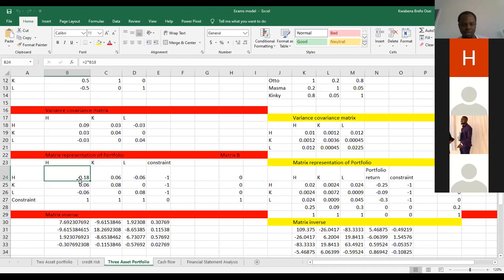Right, so that's what I'm doing now. So 2 times the variance covariance. You can see 2 times this is giving 0.18, 2 times this giving 0.06, 2 times this giving 0.03, right? So that's what I've done for everything here. Then I'm just adding the constraint, -1, 1, 1. It's okay. So until I think the mistake.